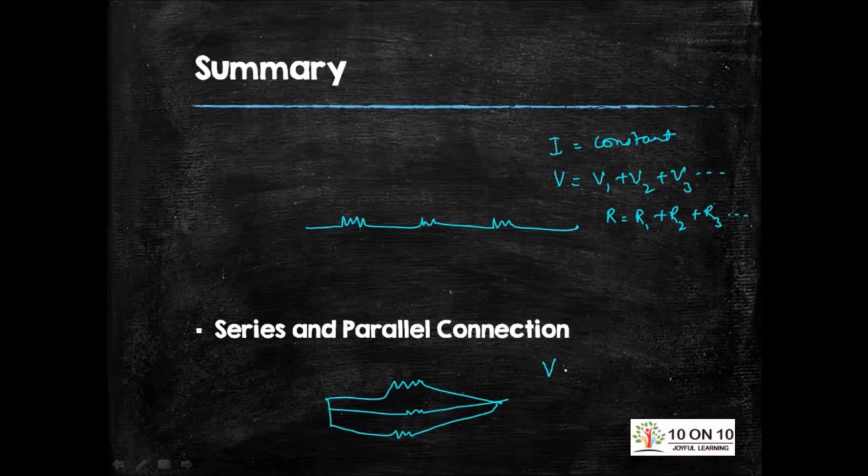पैरेलल में potential difference constant रहता है, V is constant. Current in the whole circuit is the sum of the currents flowing in these devices, and the formula for the total resistance of the circuit is defined by this.